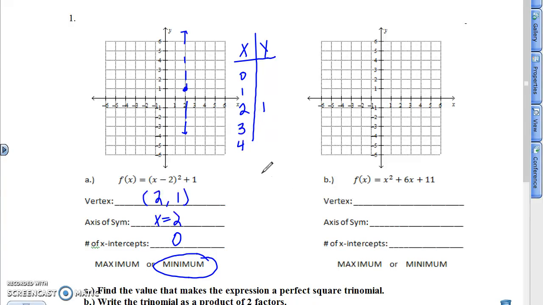I could substitute these points in and solve. 3 minus 2 squared plus 1 would be 1 squared plus 1, which is 2. I know because of my axis of symmetry, if the point is at (3, 2), then the point is also at (1, 2). 4 minus 2 squared plus 1 would give me 2 squared is 4, plus 1 is 5. And I have the shape of my quadratic.